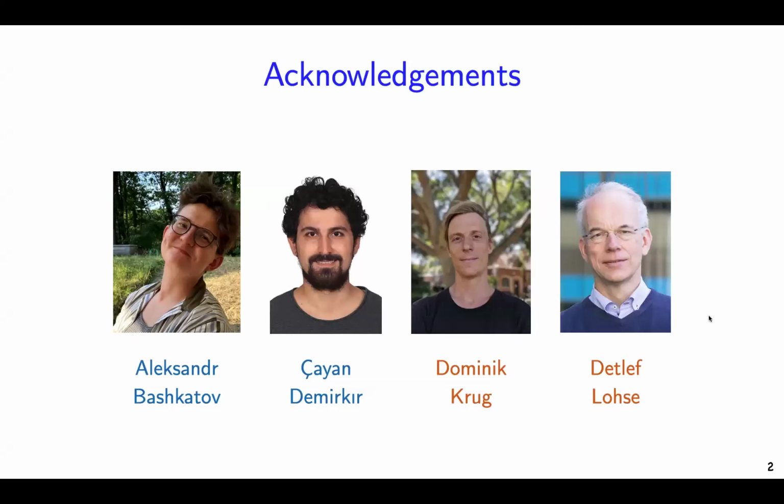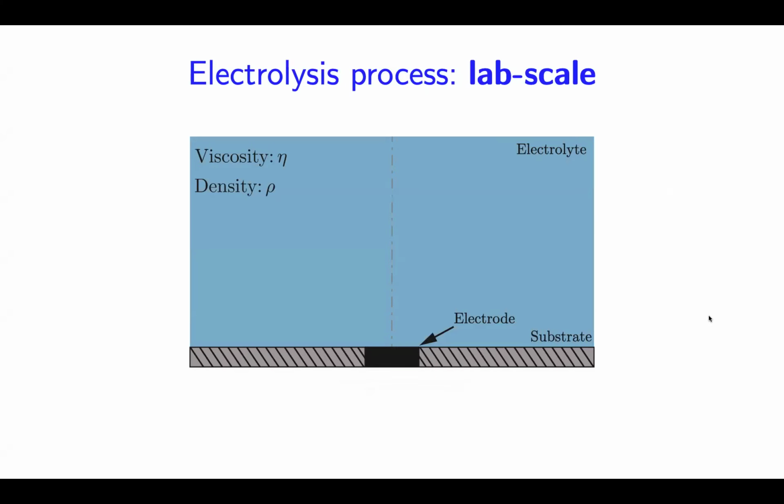Today we are going to talk about bubble coalescence in the context of the electrolysis process. On a lab scale, what we have is electrolyte, which looks like this, and then there is an electrode over here lying on a substrate. In the electrolyte, we have the viscosity eta and density rho, and then a gas bubble appears. The gas-liquid surface tension is given by gamma, and this gas bubble has a radius r.